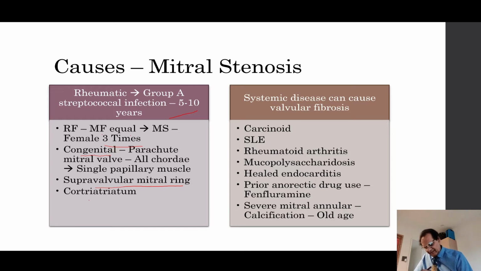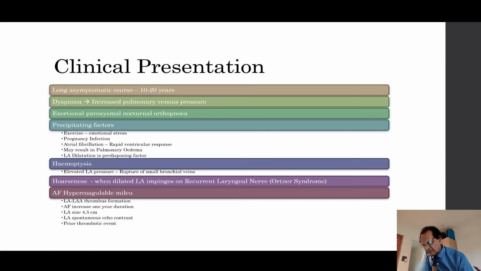And this is another, there are 3 atriums because of the partition of the left atrium into 2. It is also a very interesting phenomenon, and congenitally we have seen some cases. Systemic diseases which can cause valvular fibrosis: lupus, carcinoid, rheumatoid, mucopolysaccharidosis, endocarditis sequelae after 4-5 years, anorectic drugs. Don't forget fenfluramine can cause mitral stenosis. Severe mitral annular calcification is now common in the western countries in the old age, but the mitral stenosis of the young is rheumatic.